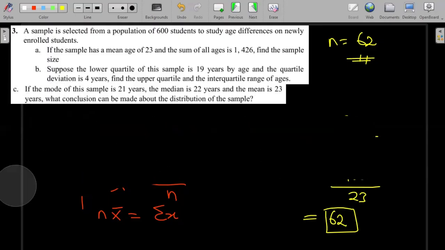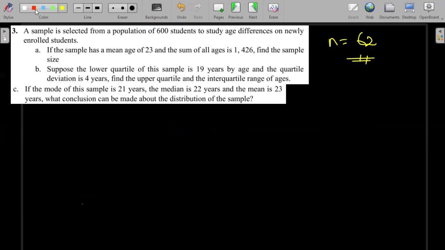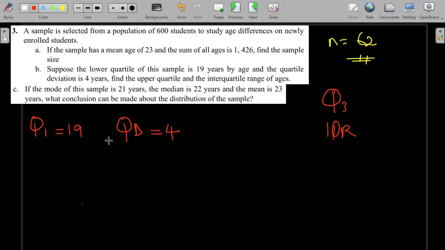Let's answer B. They're saying, suppose the lower quartile, Q1, is 19 years old, and the quartile deviation is 4 years old. Find the upper quartile and the interquartile range. So we're trying to find Q3 and the interquartile range. Okay, so what is the quartile deviation?